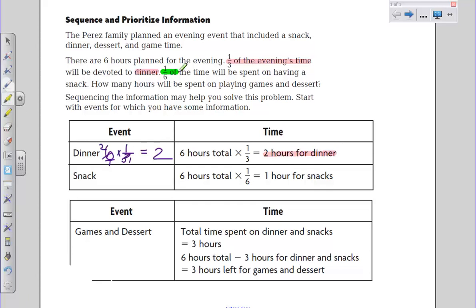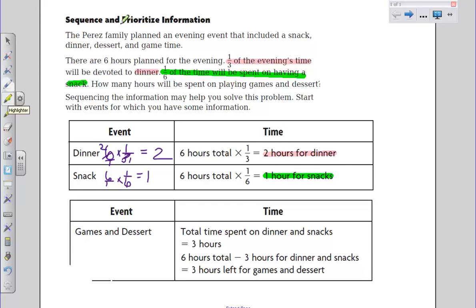Let's look, what else do I know? I also know that 1/6 of the time will be spent on snacks. So I can set that problem up. I've got 6 total hours and 1/6 of the time. So what is 1/6 of 6? Well, that's going to be 1. So I have 1 hour for snacks.